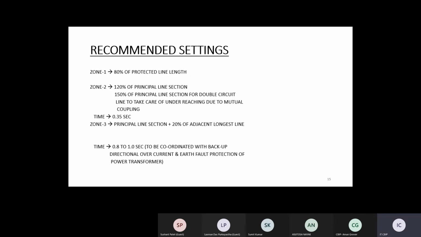The first one is not having the double circuit lines. For single circuit, you have to set 120% only. Double circuit is there, you have to set 150% due to mutual inductance. What is the difference? Zero sequence and mutual compensation.